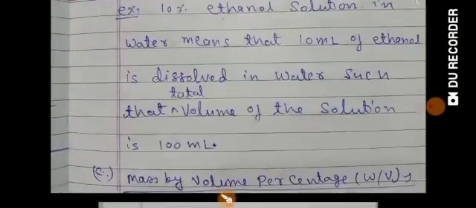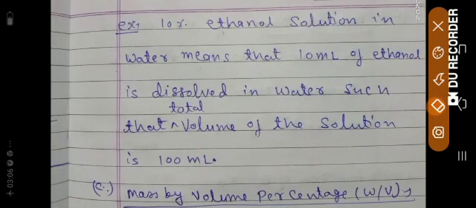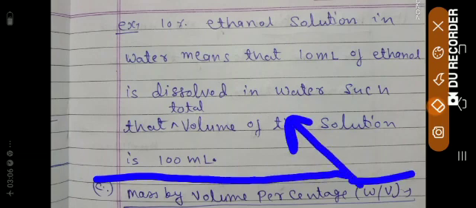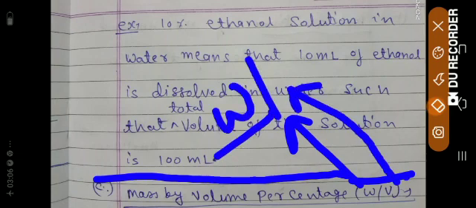Come to the next. The C part, students, as I am reading here, is mass by volume. What you see in the bracket is W by V, which means the solute weight will be taken as W and the volume of the solution will be taken as V.